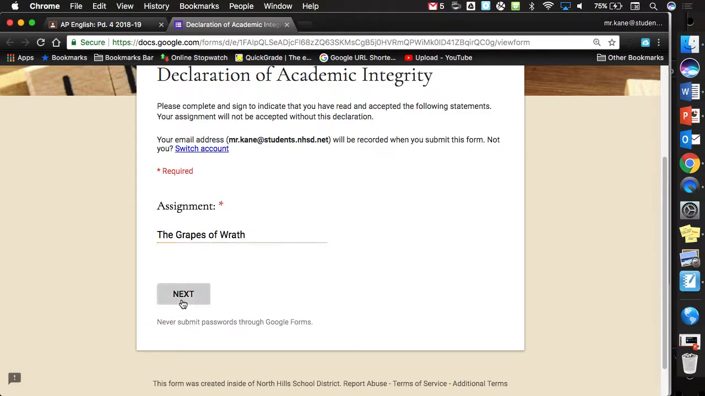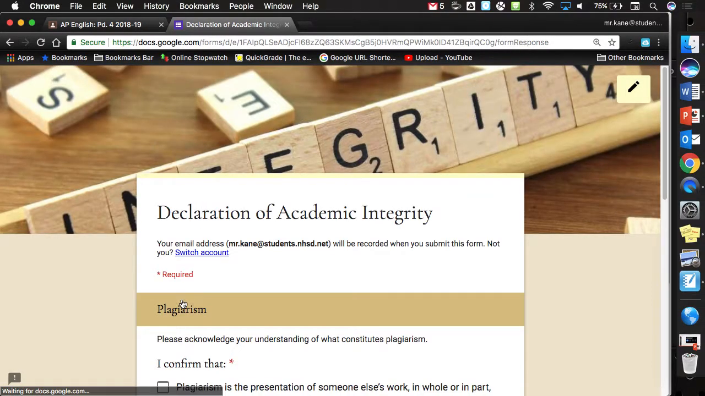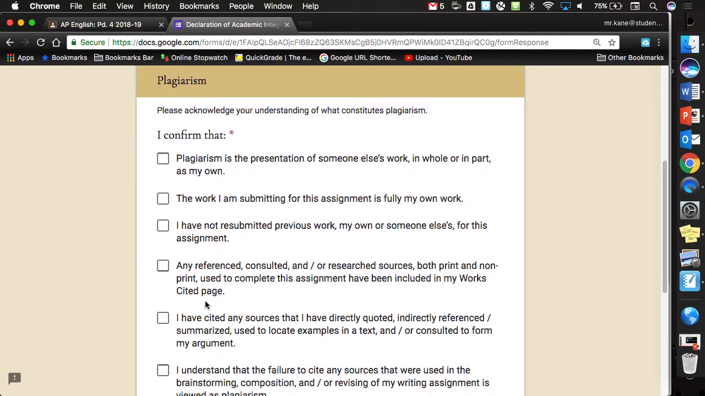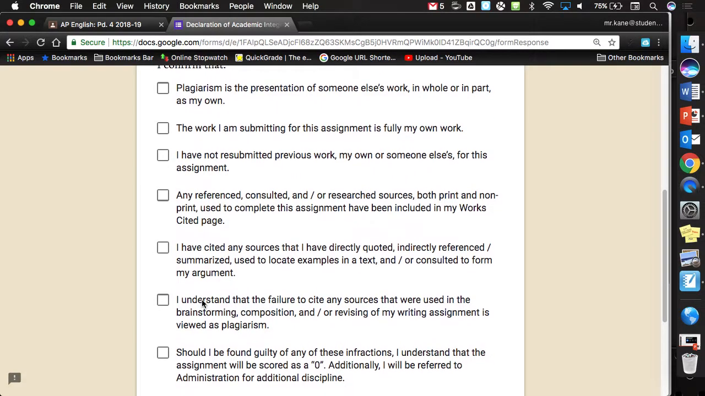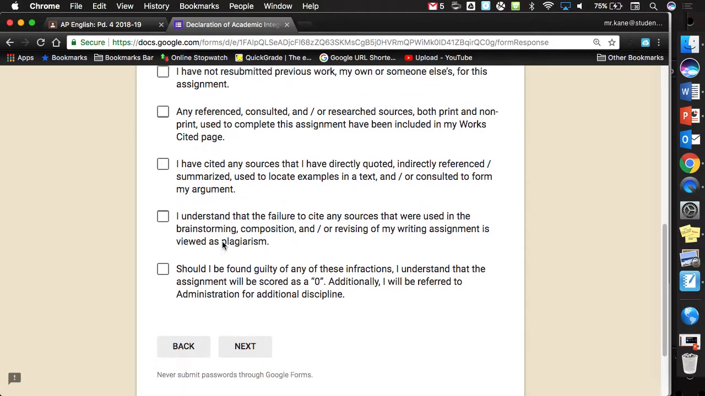When you hit next, it's going to bring up this I confirm statement, and you would be checking off each one of these things. So, I confirm that plagiarism is the presentation of someone else's work in whole or in part as my own. I confirm that any reference, consulted, and or research sources, both print and non-print, used to complete this assignment have been included in my works cited page.